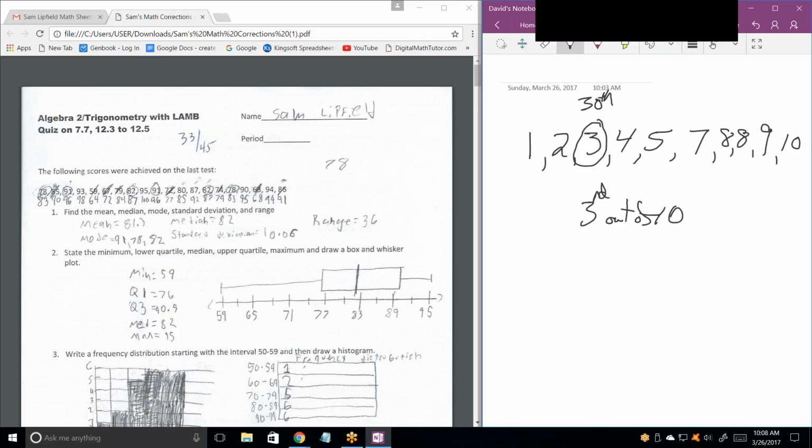Okay? 50th percentile is that. Well, guess what? The 60th percentile is that, 7. Because if you took the lowest 60 percentiles of these 10 scores, that 7 would be the highest of those 6 scores. Okay, so that's the way that works.